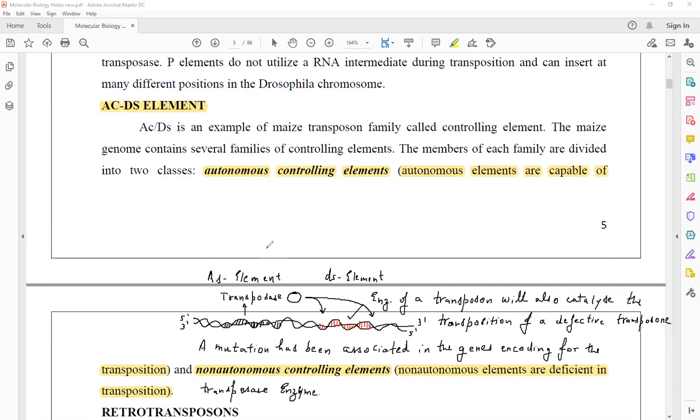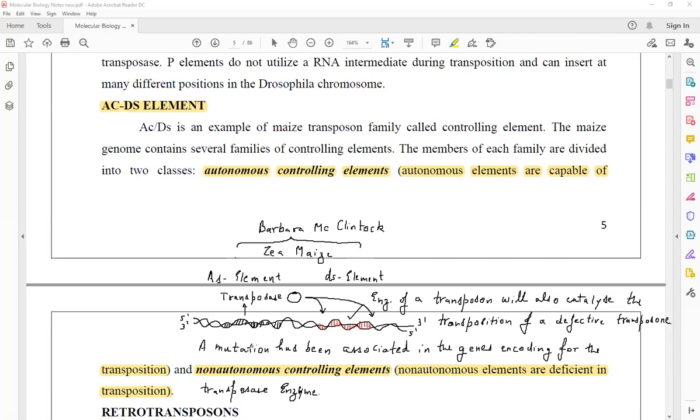Transposons were first discovered in Zea mays by Barbara McClintock. She was the one who discovered the AC element as well as the DS element. This is what her discovery came to.